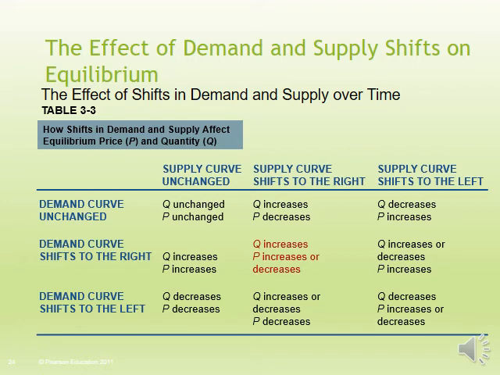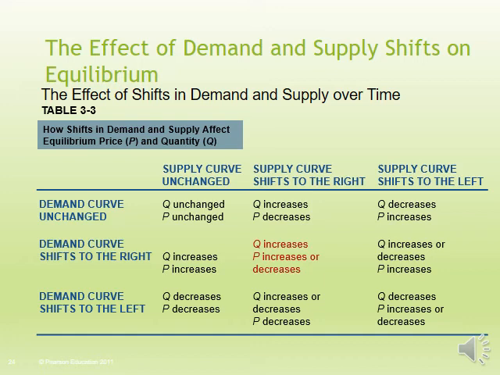So remember, this is a table that basically explains everything. If the supply curve doesn't change, nothing changes. Quantity doesn't change, price doesn't change. But if the demand curve increases and the supply curve doesn't change, well, the quantity will increase and the price will increase. And you can go through all of those boxes and you should be able to understand all of those. If any of them are not clear, bring it up with me during the tutorial.